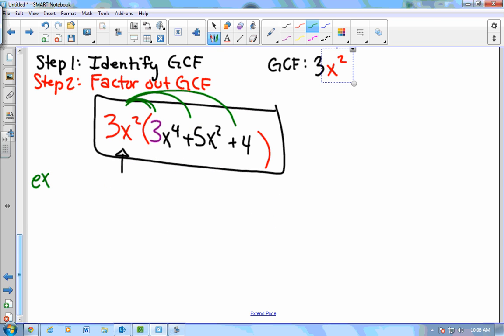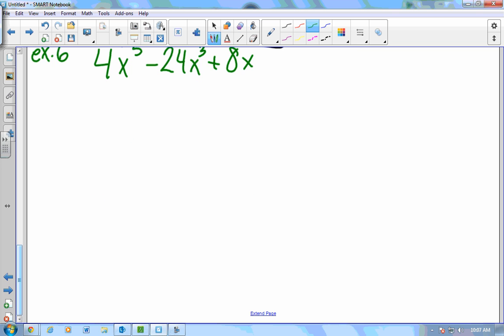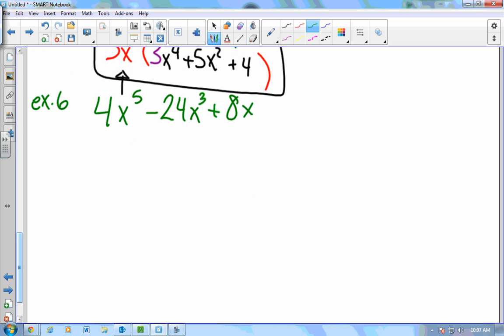Okay, I'm going to give you one to try. Example 6, same directions. Write the factored form, which, remember, you have to find the greatest common factor first. Then you divide it out and write what's remaining. 4x to the 5th minus 24x cubed plus 8x. Feel free to work with your neighbor if you would like. When you finish, communicate with your neighbor. Make sure you're getting the same greatest common factor, and when you pull it out, you are pulling it out in the same way, dividing in the same way.